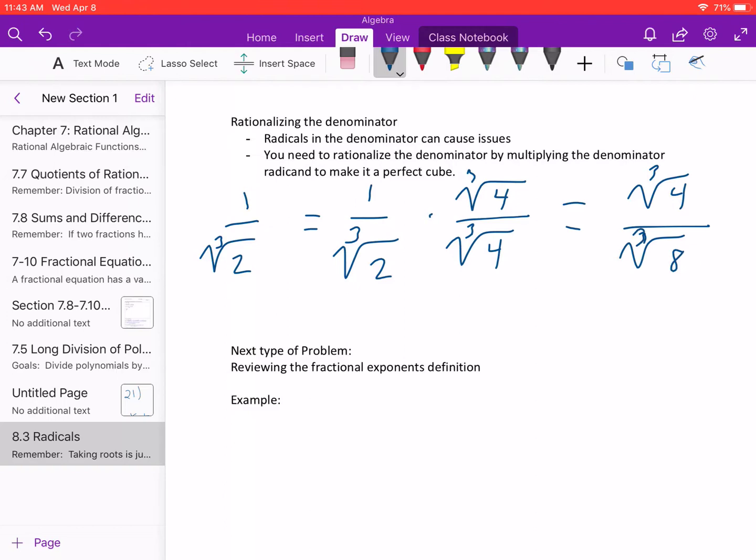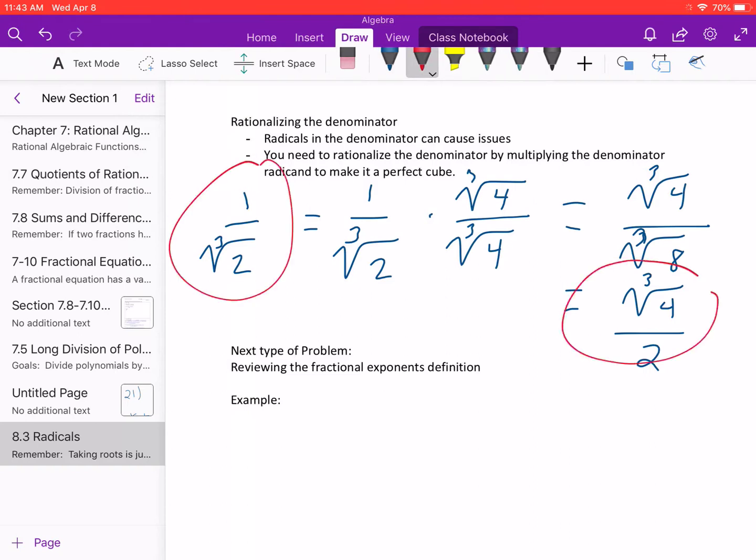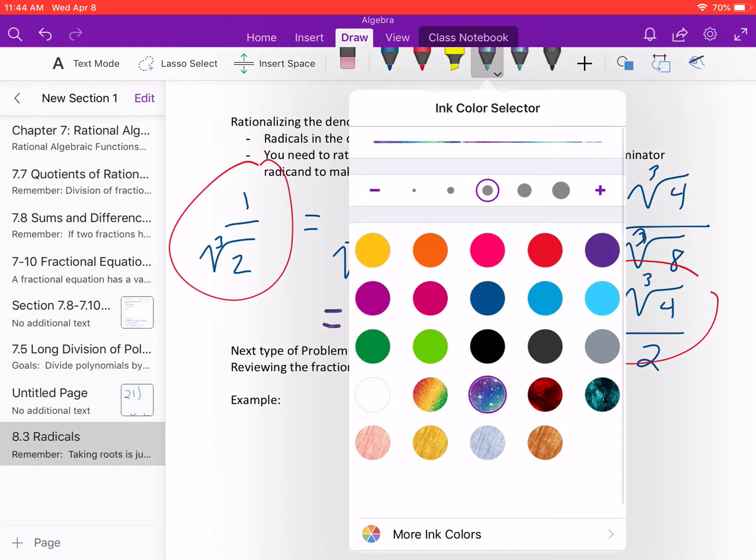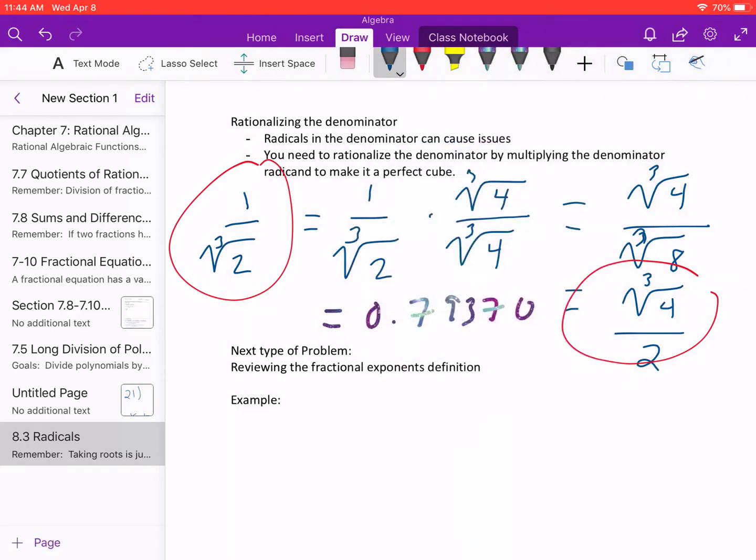And so we can go ahead and simplify this. The cubed root of 8 is 2. And so this will become the cubed root of 4 all over 2. Now, we can go ahead and do a calculator check on both this value and this value. And in the calculator, both will come out to be 0.79370.